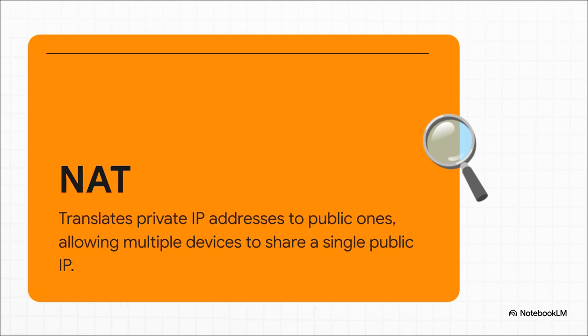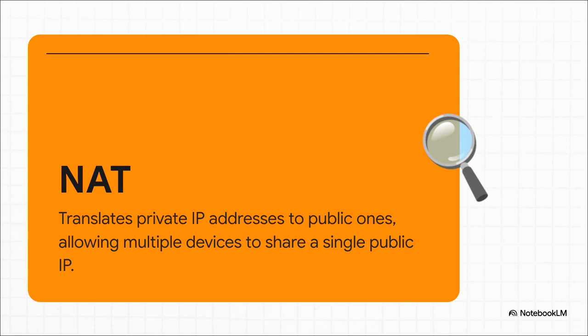Now, here's the concept that can be a little tricky, but it's super important. At home, your laptop, your phone, your smart TV, they all have their own private IP addresses. But to the outside world, your entire house shares just one single public IP address. How is that possible? Well, your home router is a clever little device. It uses something called Network Address Translation, or NAT. It acts like a receptionist.